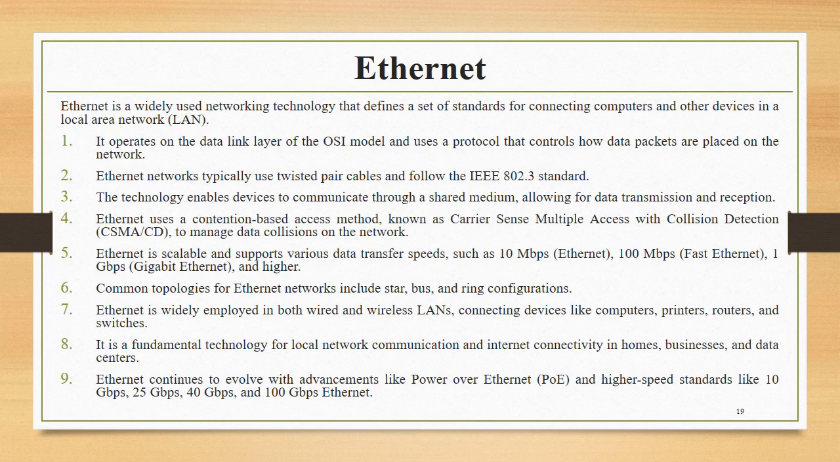6. Common topologies for Ethernet networks include star, bus, and ring configurations. 7. Ethernet is widely employed in both wired and wireless LANs, connecting devices like computers, printers, routers, and switches. 8. It is a fundamental technology for local network communication and internet connectivity in homes, businesses, and data centers. 9. Ethernet continues to evolve with advancements like Power over Ethernet, PoE, and higher speed standards like 10 Gbps, 25 Gbps, 40 Gbps, and 100 Gbps.